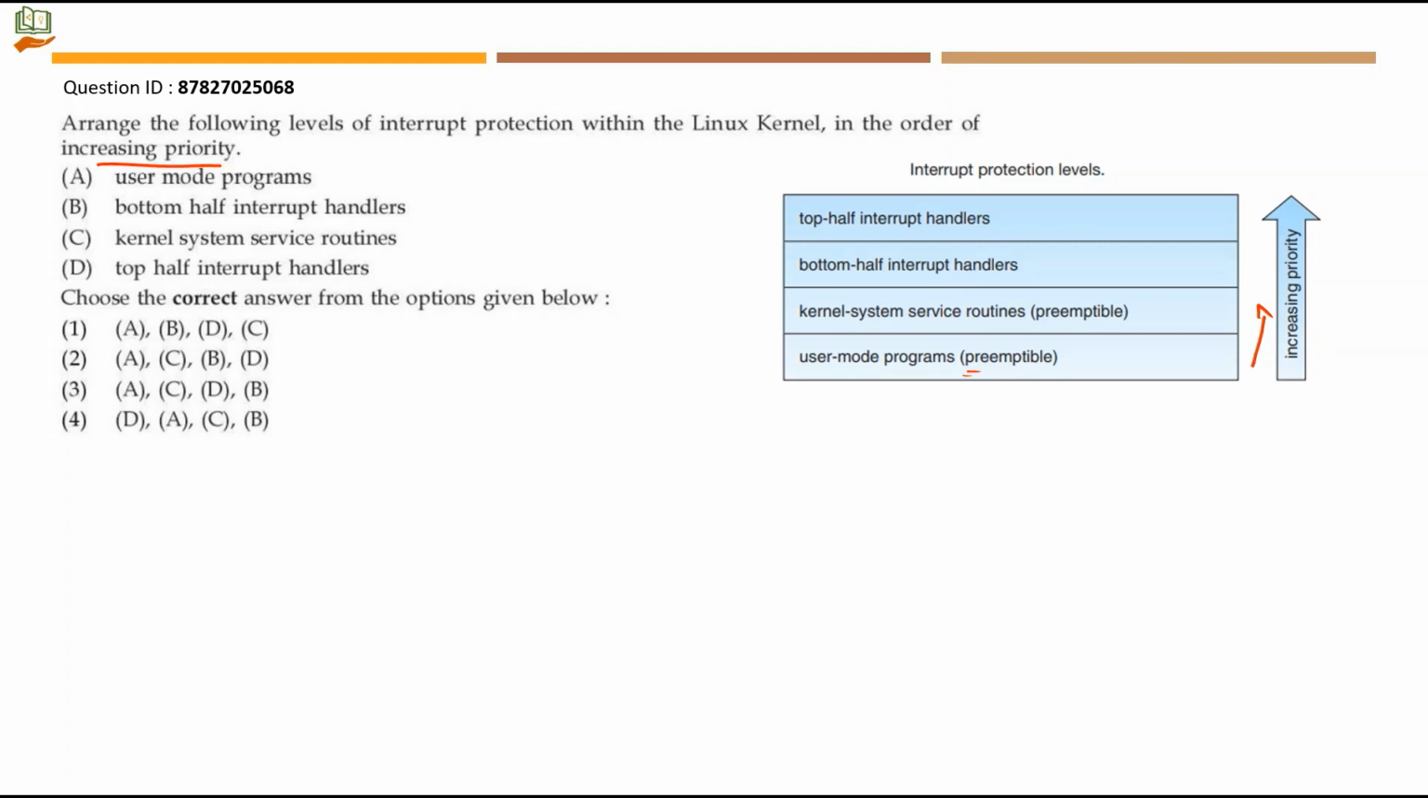Next, kernel system service routines take the next priority. So here user mode programs A will be first, then we have kernel system service routines C, they are also preemptible. Then we have bottom of interrupt handlers B, then we have top of interrupt handlers D. A, C, B, D. Option number 2 will be the right answer. So when you find A as the starting one, you can rule out 4. When you find it is A and C, you can rule out 1. When you find it is A, C and D, you can rule out even 3.